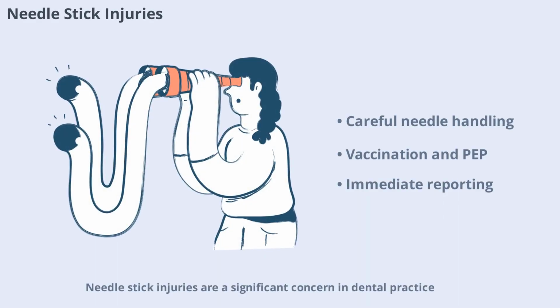Needle stick injuries are a significant concern in dental practice, often resulting from careless technique. Prevention includes careful handling of sharp instruments, using the correct gauge of needle, and minimizing the number of needle penetrations. Prophylactic vaccination against hepatitis B is also recommended. If a needle stick injury occurs, the incident should be reported immediately, and post-exposure prophylaxis, PEP, should be initiated. Remaining calm and following proper protocols is essential for both patient and provider safety.